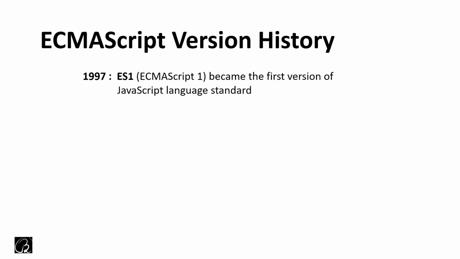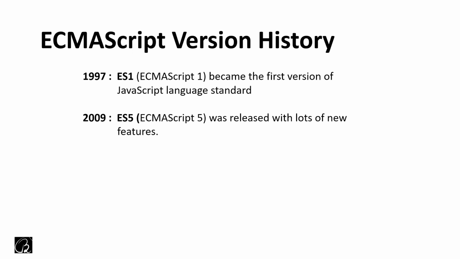So in 1997, ES1, that is ECMAScript 1, became the first version of the JavaScript language standard. Those of you who are working in JavaScript might have heard the term ES, right? ES1, ES5, ES7, all these different versions. Here ES is nothing but ECMAScript. After that, other versions like ES2, ES3, ES4 came.